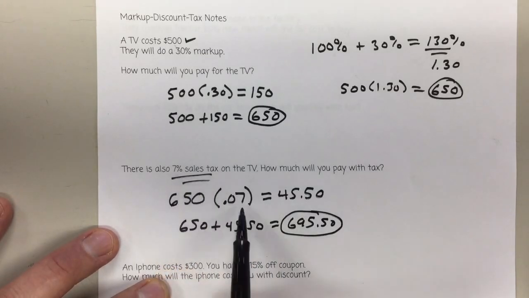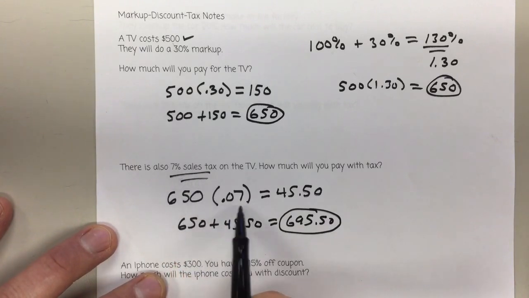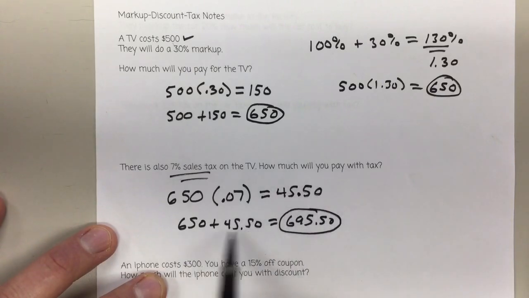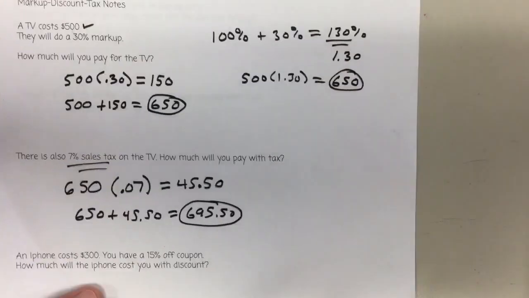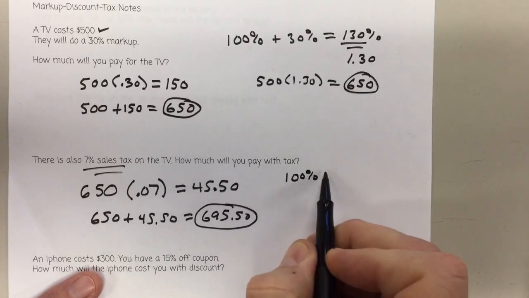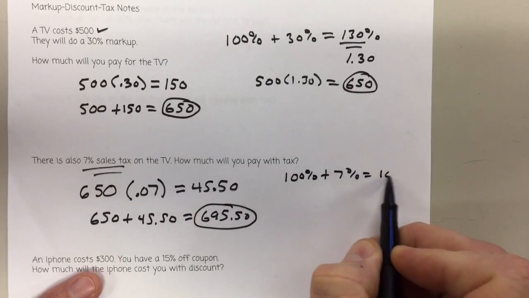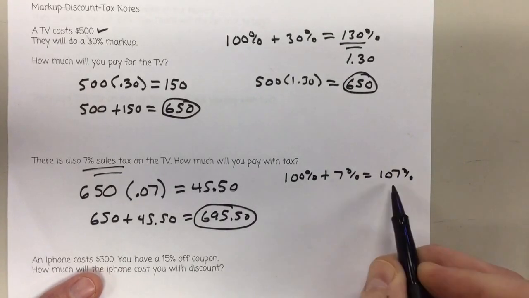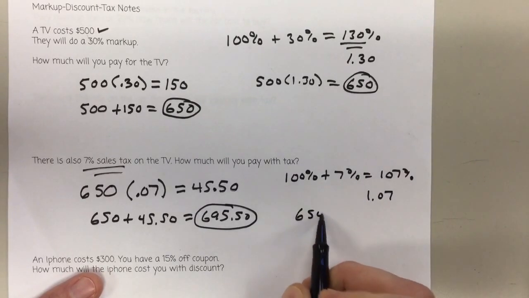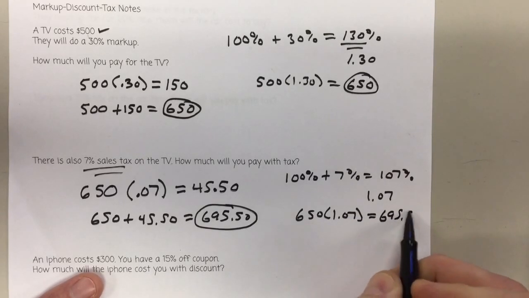So one way to do this is to multiply the cost of the TV by the tax, 0.07 for 7%. This gives me the amount of tax I'm going to pay, and then I could add the tax to the cost. Another way to do it would be to do it like we did above and realize I'm going to pay 100% of the cost plus 7% of the cost in tax for a total of 107%. I can change 107% to a decimal, it's 1.07, and then I could simply take the 650 and multiply by the 1.07. That will give me 695.50 as well.